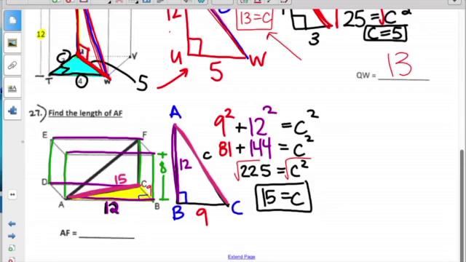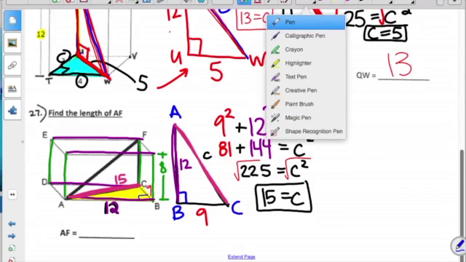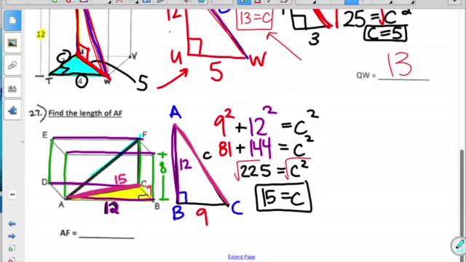Okay, so that is enough information to find our AF length. And let me highlight this triangle in here for you so you can see it a little better. Do it in blue. So this is the triangle that we're using, and it is a right angle. So we have AF, which we don't know, that's what we need to find. We have AC, which we know we just found, that's 15. And then we have CF, which is our green one, which we know is also 8.